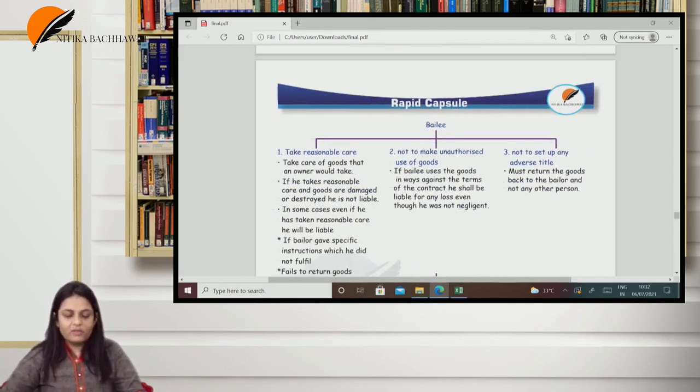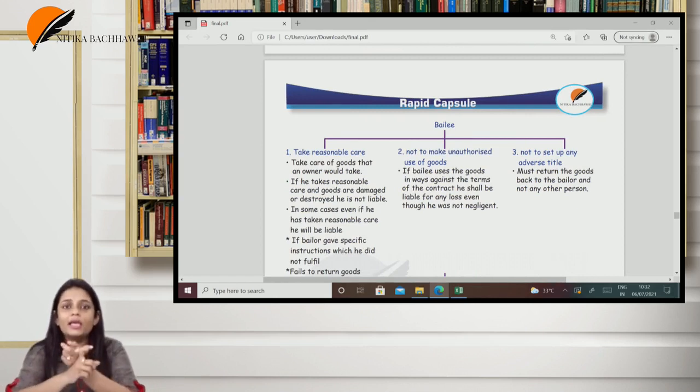Now what are the duties of the bailee? He has a duty to take reasonable care of the goods. What do I mean by reasonable care? Reasonable care means that care that the owner of the goods would take. I repeat again, what is reasonable care? Reasonable care means that care of the goods that an owner would take, right?